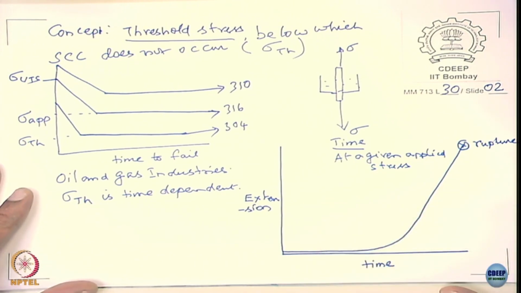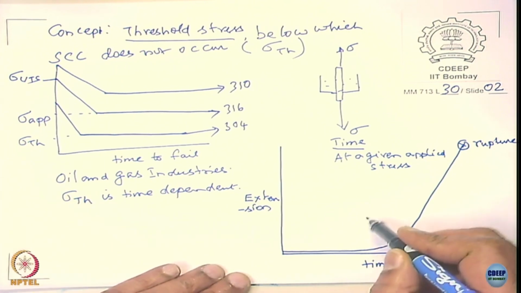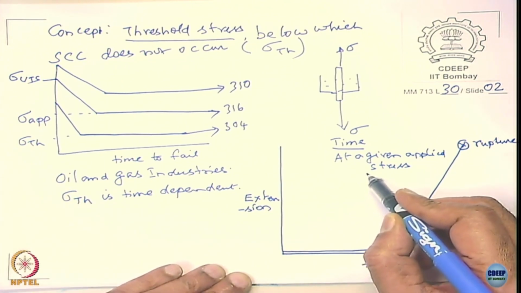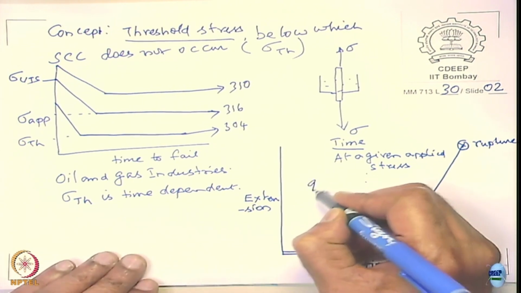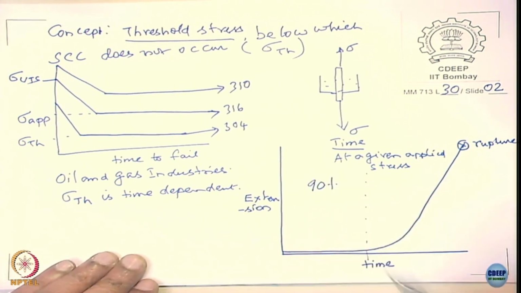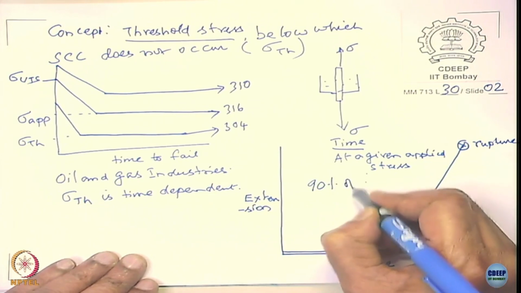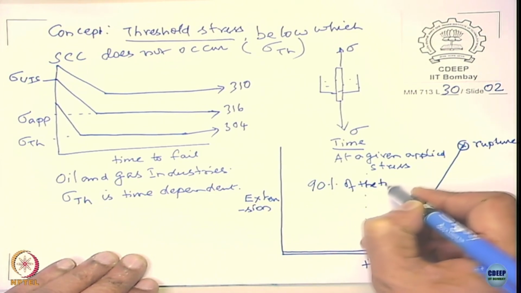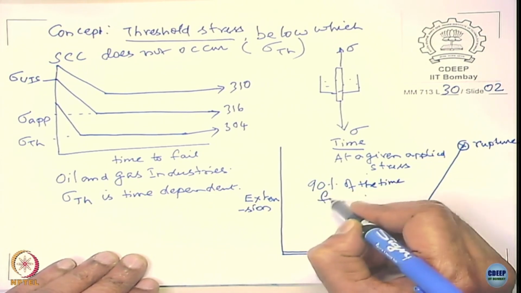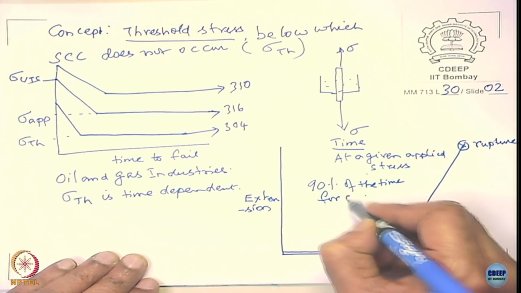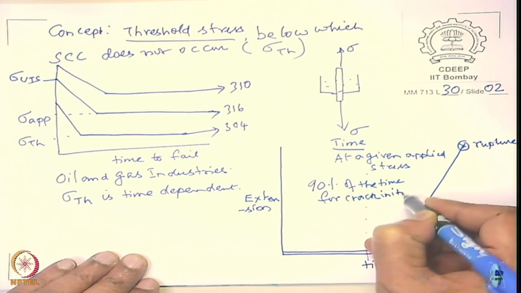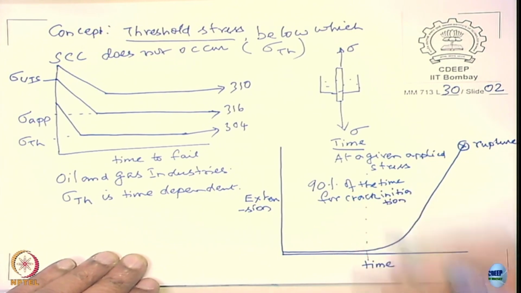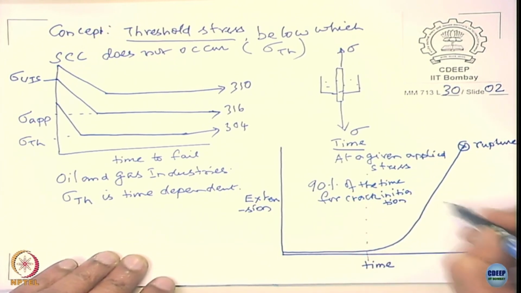If you look at here, what happens is, generally up to 90% of the time is for crack initiation. So this is where the crack initiates, and this is where the crack propagates.